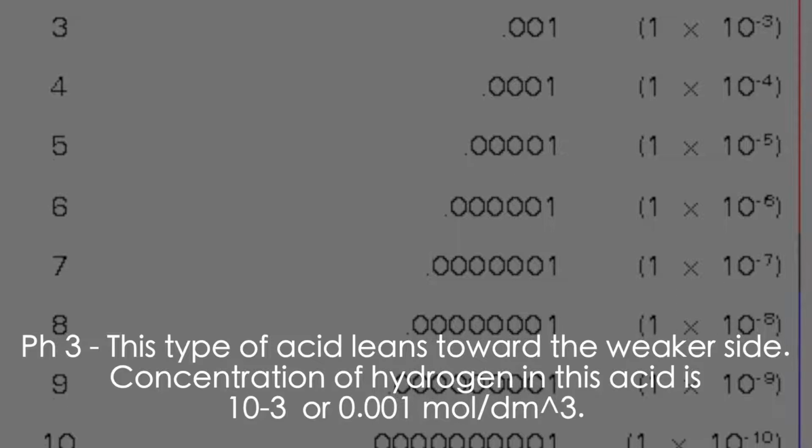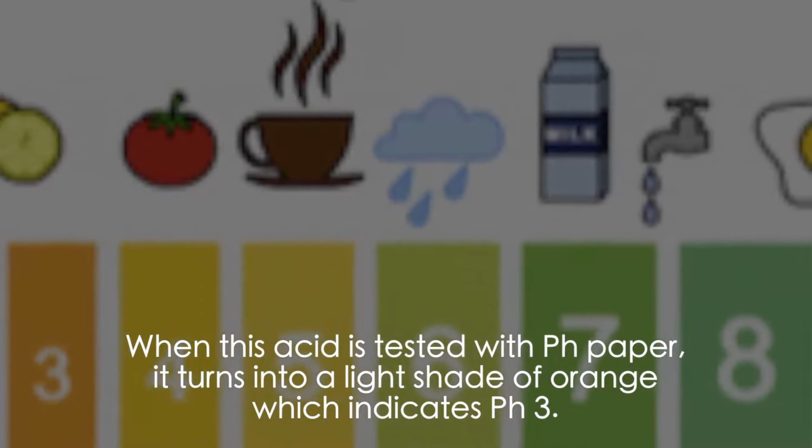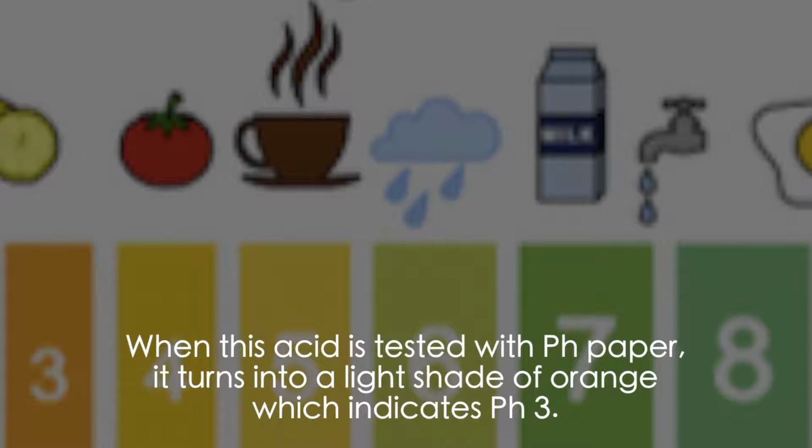pH 3. This type of acid leans towards the weaker side. Concentration of hydrogen in this acid is 10 to the power of negative 3, or 0.001 moles per dm cubed. When this acid is tested with pH paper, it turns a light shade of orange, which indicates pH 3.